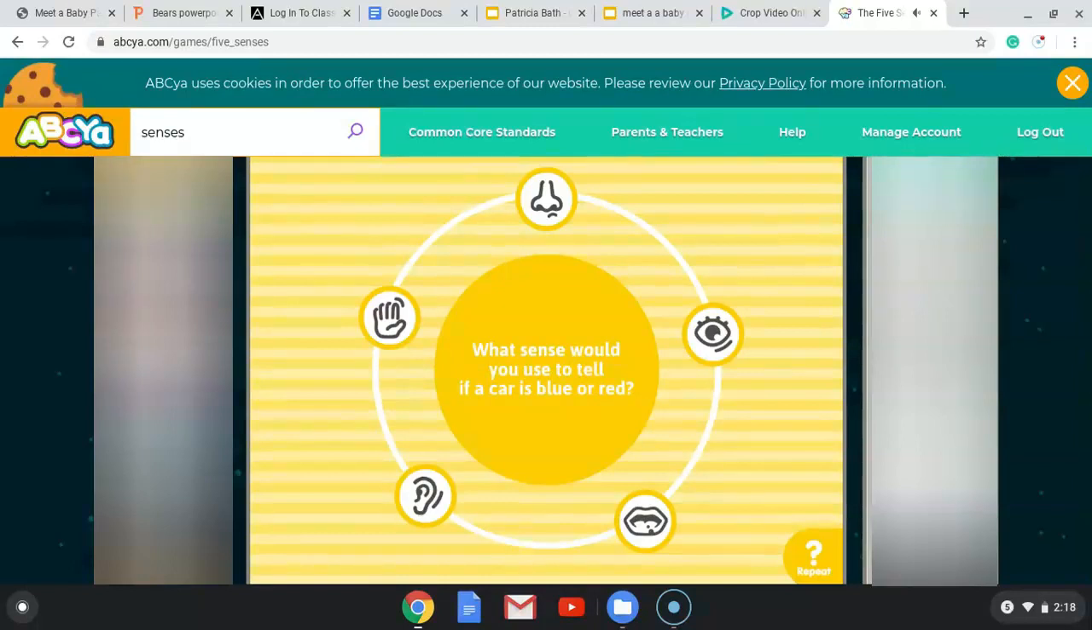You have to see if the car is blue or red. What do you use to see? You use your eyes. That will be your sense of sight. Awesome! What sense would you use to tell the color of a crayon? Take your pointer finger and point to the correct one.